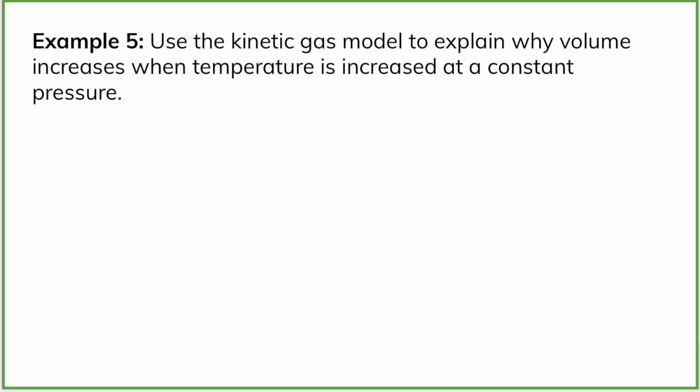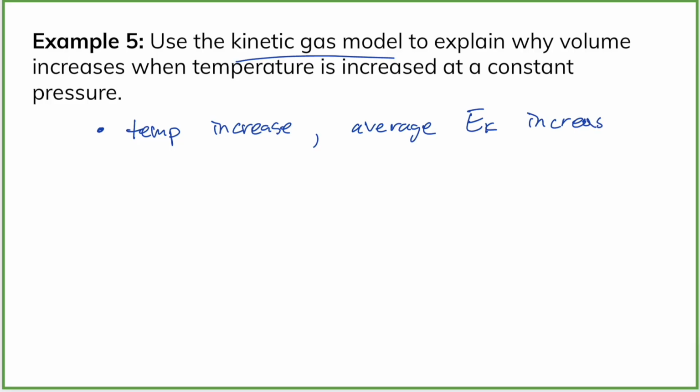We're going to do one more explanation here, but again, we're going to reference the kinetic gas model to explain why the volume would increase when temperature is increased at a constant pressure. So if the temperature increased, we went over this in the previous one, that means that the average kinetic energy increases. And I'm going to use symbols now. So the average EK increases, which leads to faster molecules.